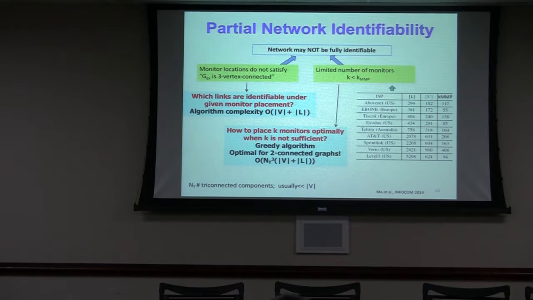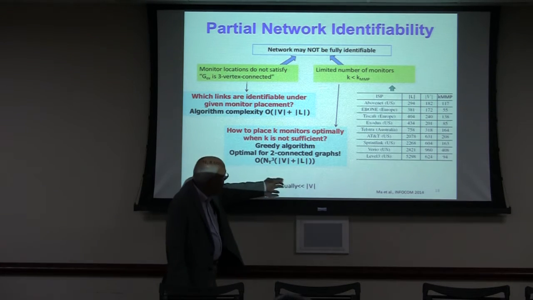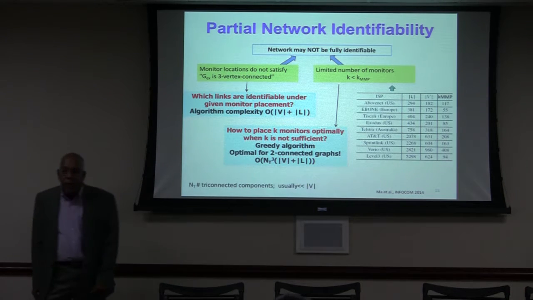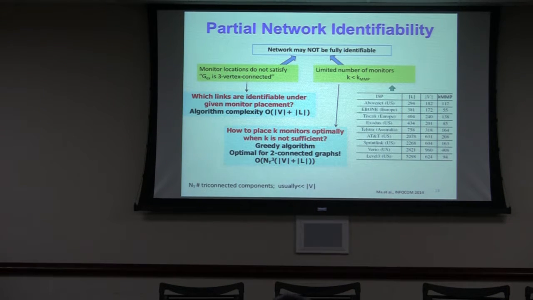There is a greedy algorithm that is optimal if you have two-connected graphs. Otherwise it's not optimal. The complexity is again linear in L. There's a small n cubed term out there, where n sub t is the number of triconnected components in the graph that you have.